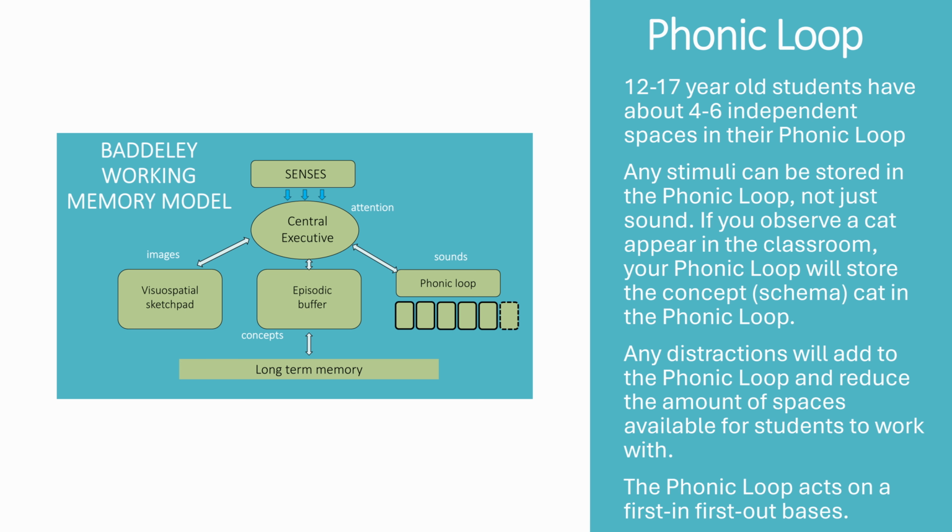The phonic loop acts as a first in, first out basis. So whatever you learned, you first put in that phonic loop, when it gets filled, the first thing we had in there will get popped out. So if you give 9 bits of information to your students, the likelihood is, and they don't get a chance to put that into long-term memory onto paper, the first 1, 2, or 3 bits of information are going to be pushed out the back as they hear the new stuff. And we'll have an example of this in a second.